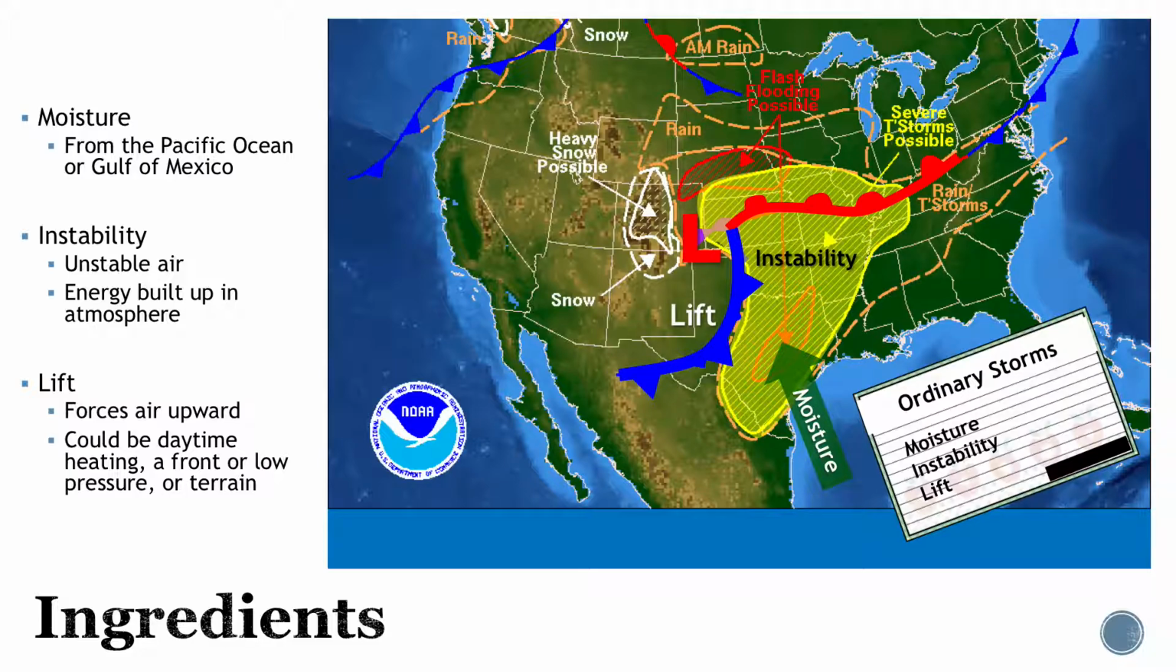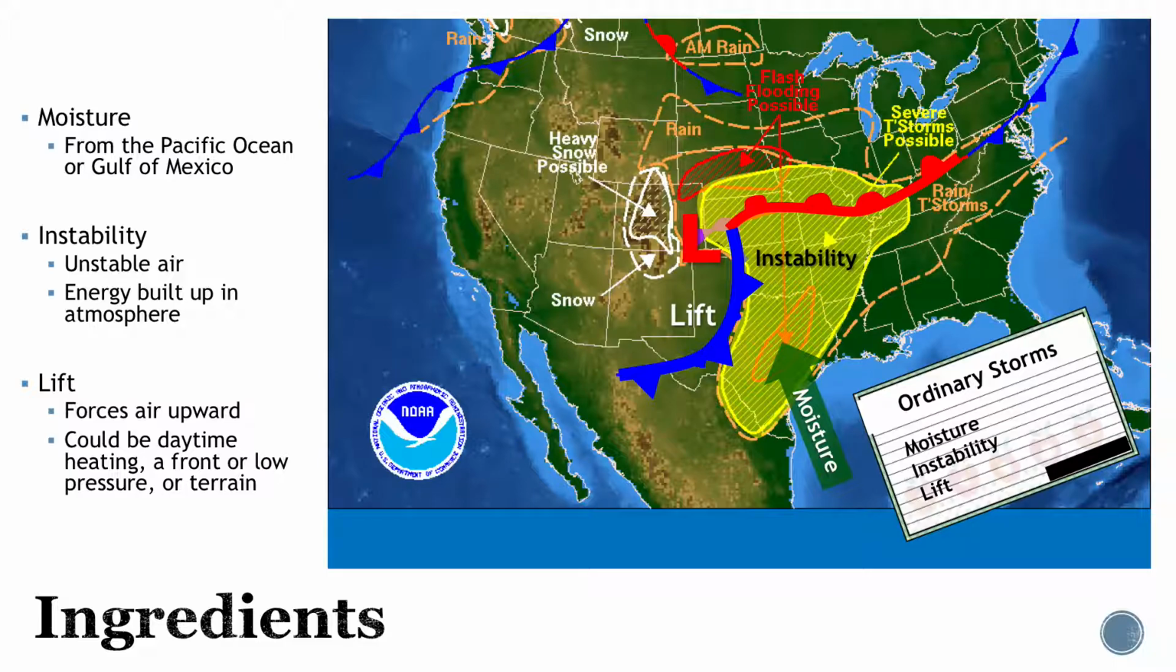So you need moisture, you need something called instability, and then you need a source of lift. So for the southern United States, a lot of our moisture comes either from the Gulf of Mexico, up over Texas in to New Mexico, or from the Pacific Ocean, depending on the wind and what direction that moisture is being pumped in from. For instability, that's just a fancy term for unstable air, basically the energy built up in the atmosphere. Heat can do that, different wind shear and different components around low pressure systems can build up instability.